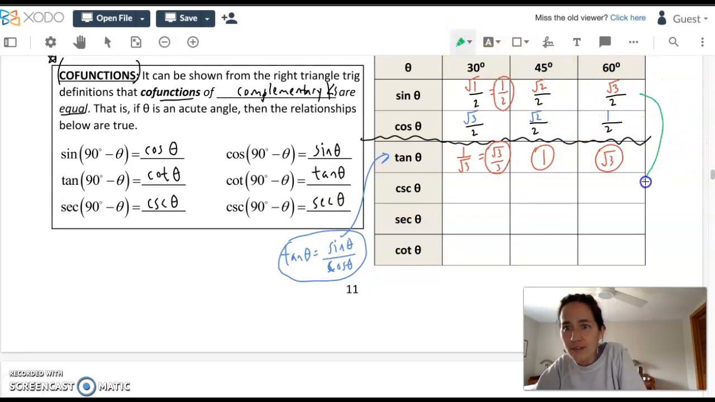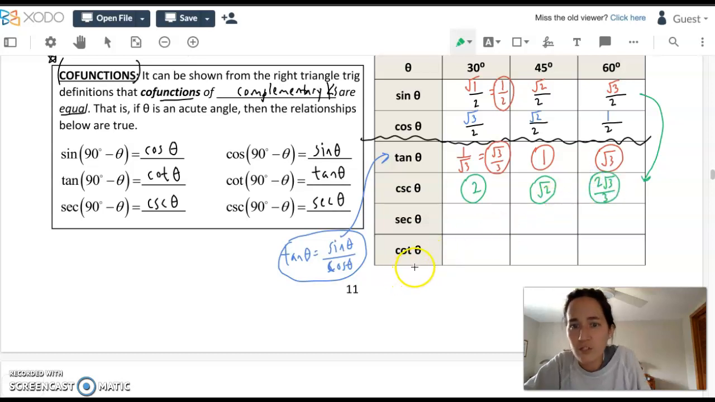Flip the sines to get the cosecants. So we've said this before, right? This cosecant is going to be 2, the reciprocal of 1/2. Cosecant of 45 is going to be the reciprocal of square root of 2 over 2, so it's just that. And then the cosecant of 60 degrees should be the flip of this. So it's 2 square root of 3 over 3, which is the reciprocal once rationalized.